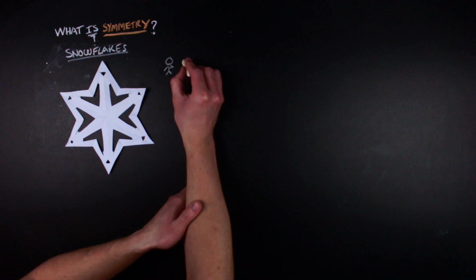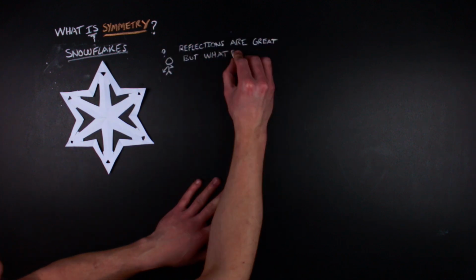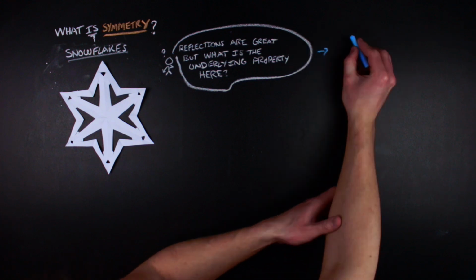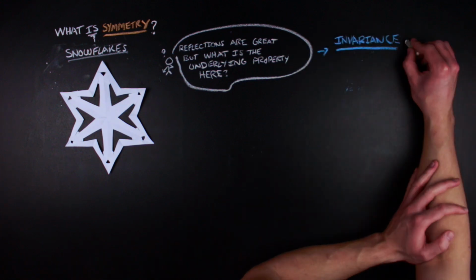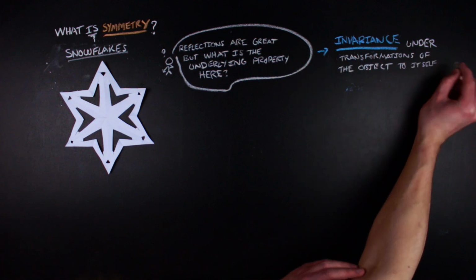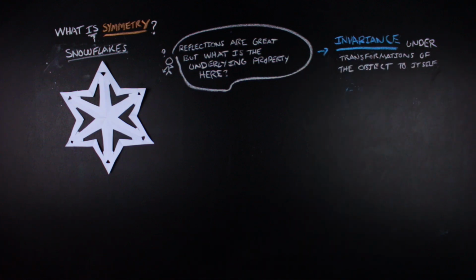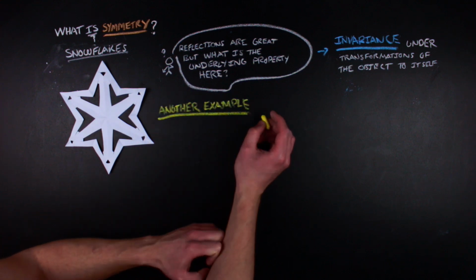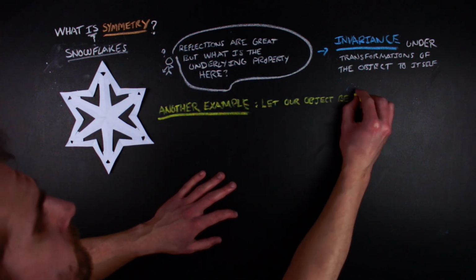And so reflections are great, but mathematically symmetry has a lot more depth to it. In fact, symmetry can be thought of as an invariant set of transformations on a given mathematical object. So I'm gonna get rid of the snowflake and we're gonna transition to talking about a square. And in this case, the square is a graph.